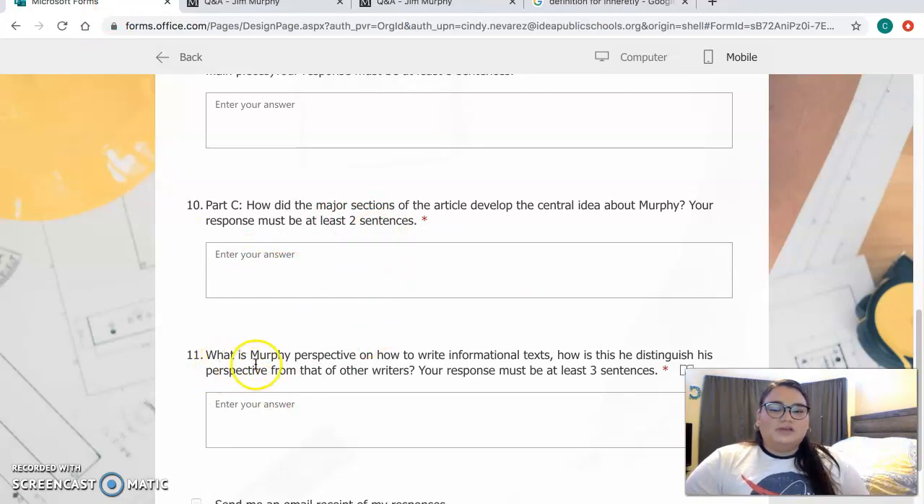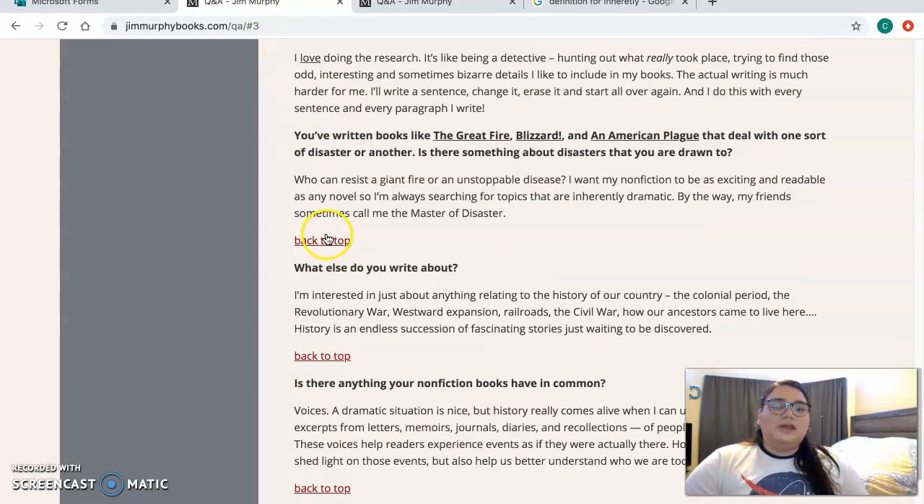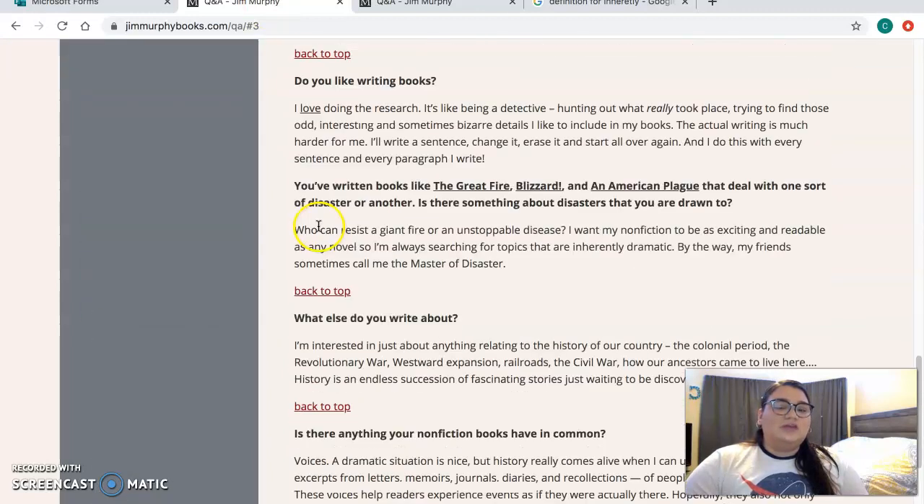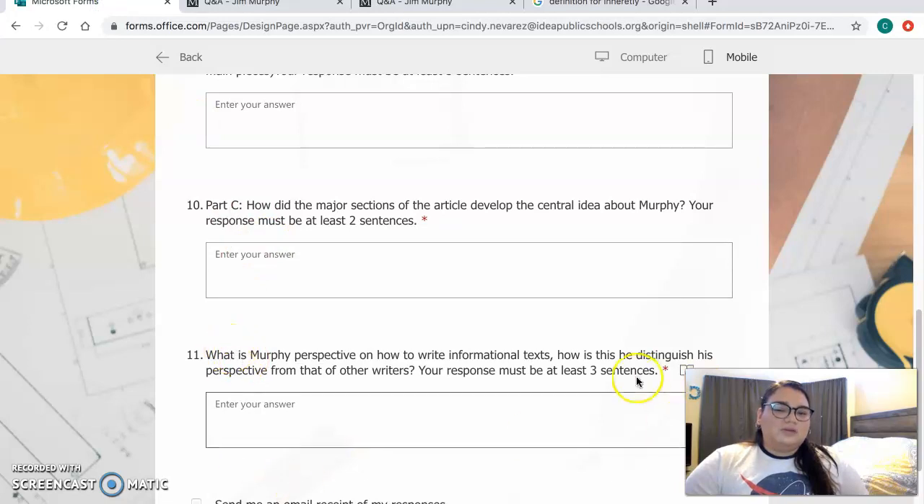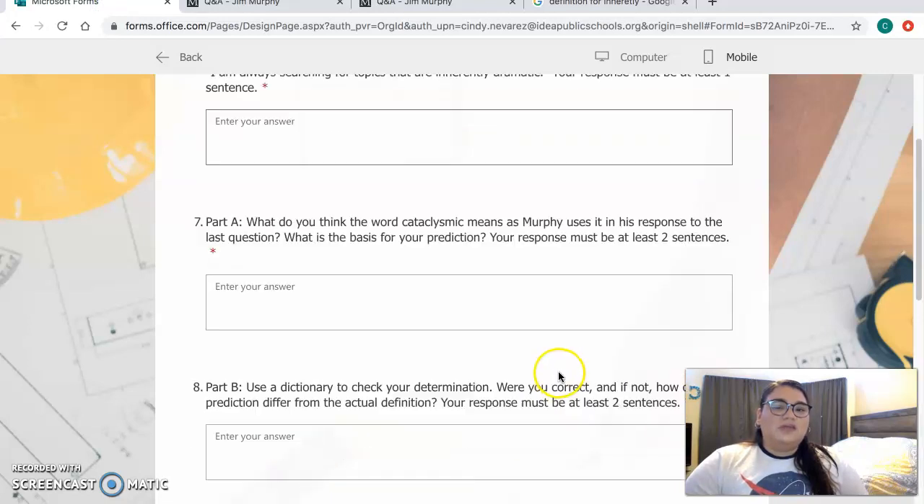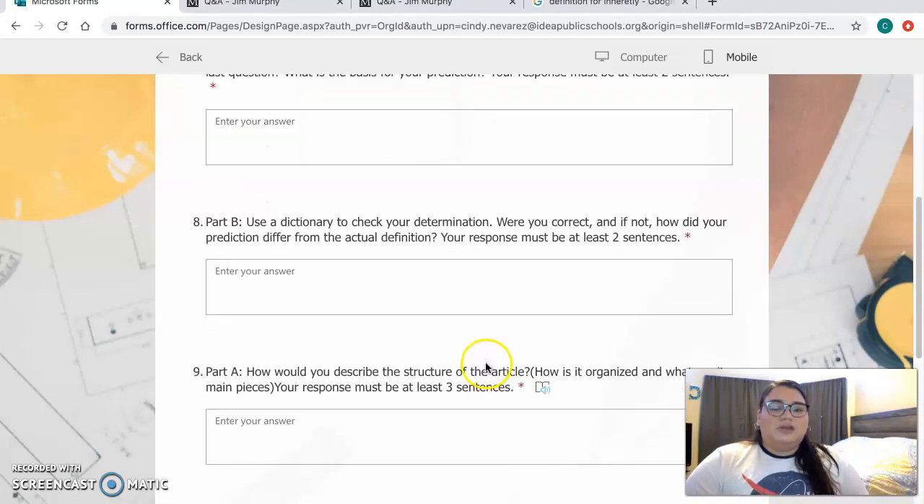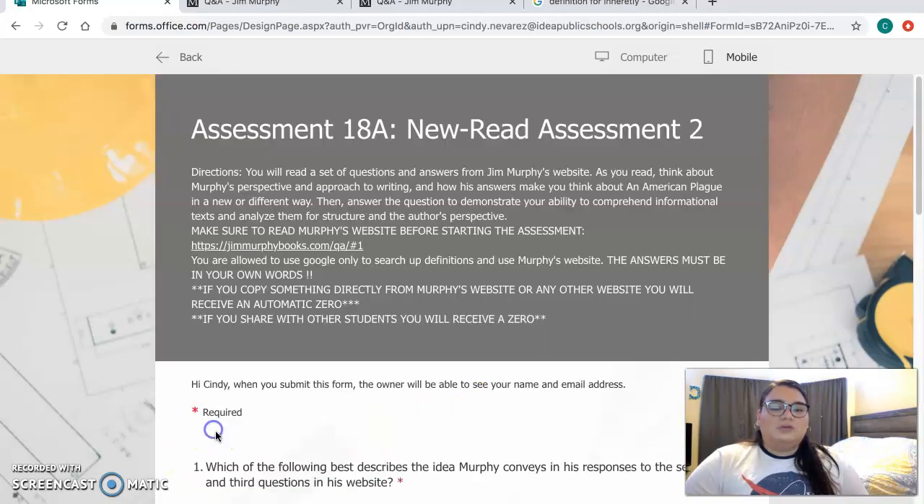And then finally, the last one: what is Murphy's perspective on how to write informational text? How is he distinguishing his perspective from that of other writers? So you would have to first make sure that he hasn't mentioned it in any of his questions. I'm almost sure he did. If he did, then it would be an easy response. Just make sure that you answer in 3 sentences. And once you're done with that, you're done. And you can always go back to your previous responses and see if your answers are correct.